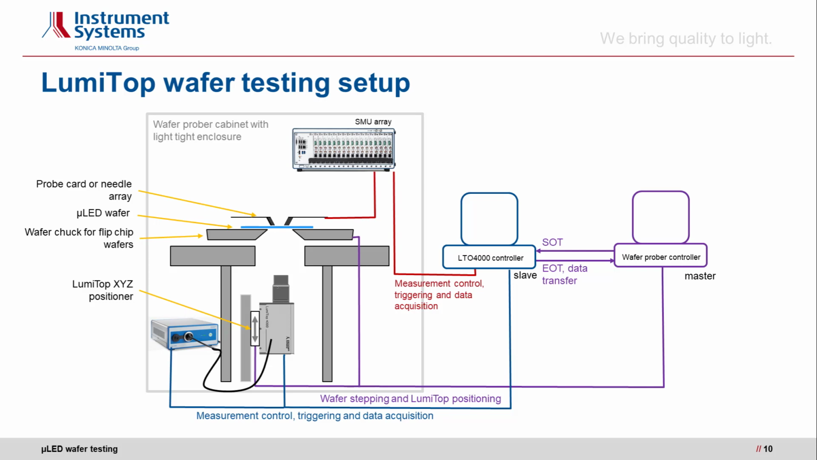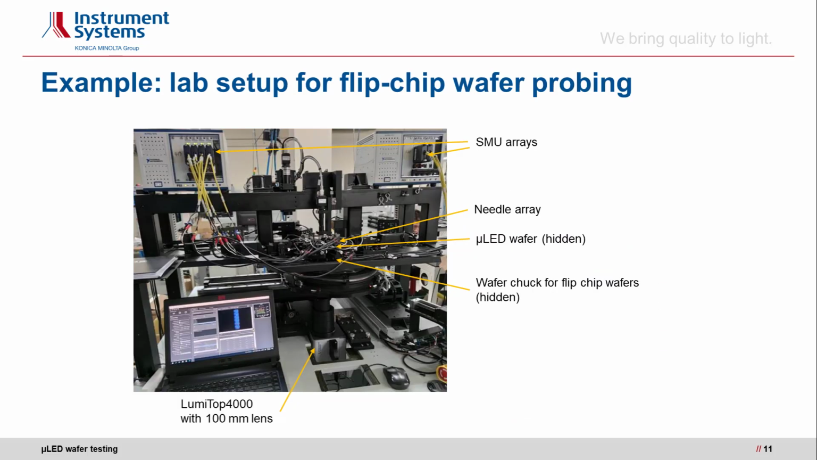The Lumitop is connected to a custom spectrometer, and the Lumitop itself is sitting on an XYZ positioner for fine positioning. Then we have the SMU array, which contacts the needles, and we have two system controllers, one for the Lumitop and one for the wafer prober itself. Now this looks very simple, but if we go to the next slide, we see what such a setup can look like in production.